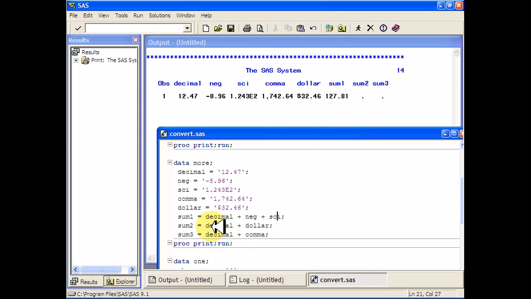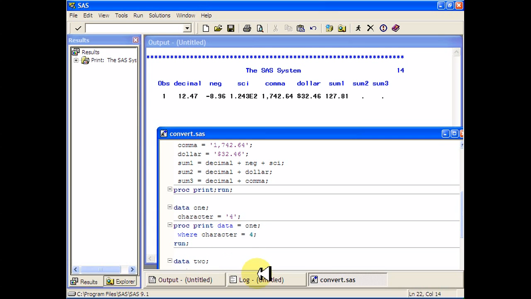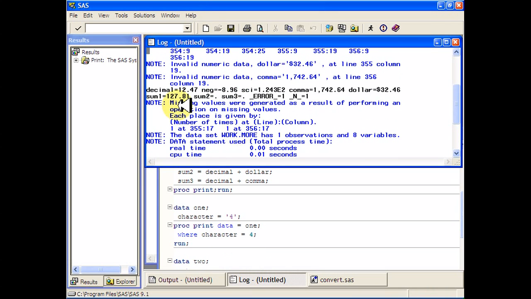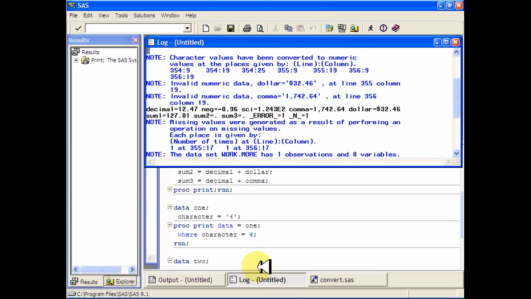But if I try to add the dollar one to the decimal, that doesn't work. And the comma doesn't work either. So you get missing values, and you can see in here you get some invalid numeric data. This dollar sign and the comma are just problems for us.